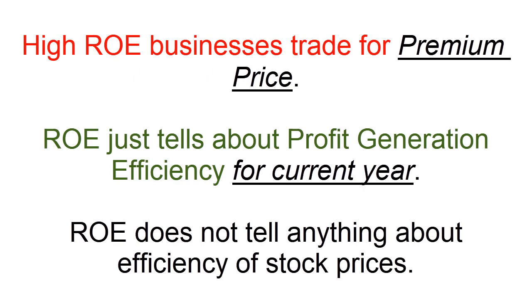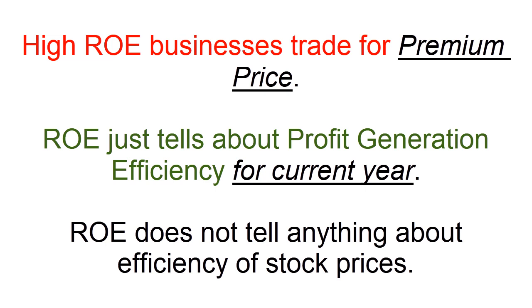Investors like to invest in businesses that are more efficient in generating profit. Keep in mind, businesses that generate higher ROE, their stocks trade for premium prices. Also keep in mind, ROE just tells us performance of a business for the current year. It has nothing to do with what will happen next year. Also, ROE just tells about efficiency of the business, not about efficiency of stock prices.